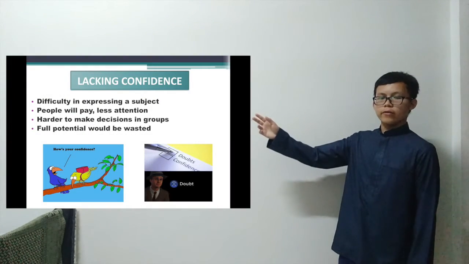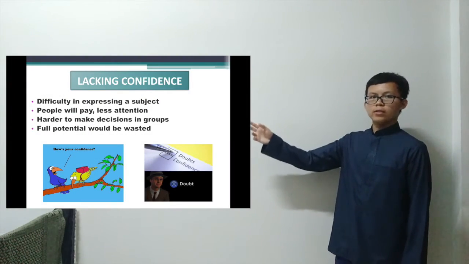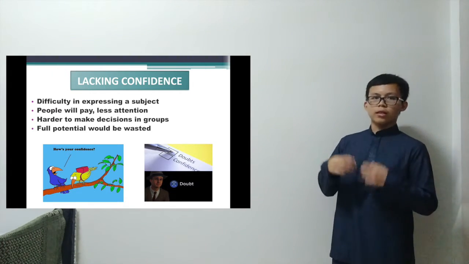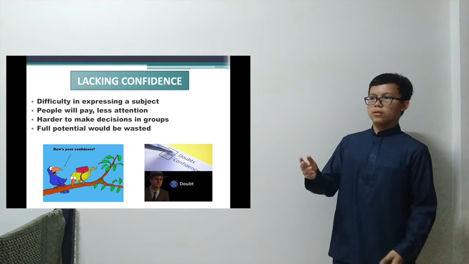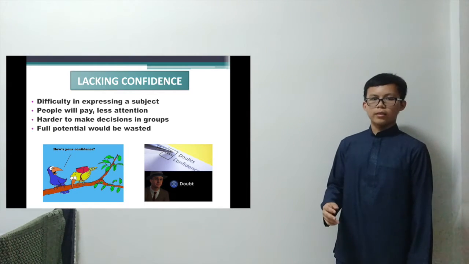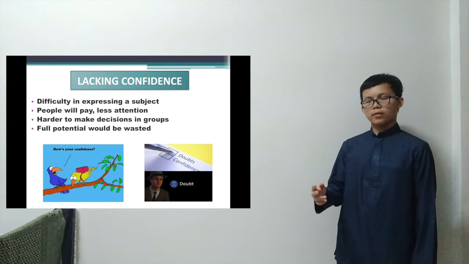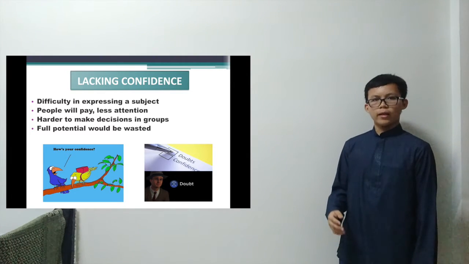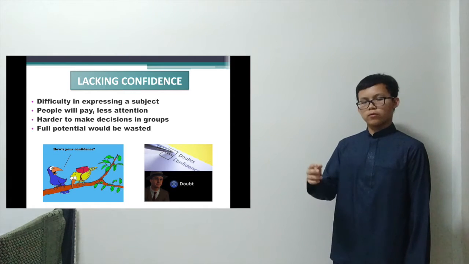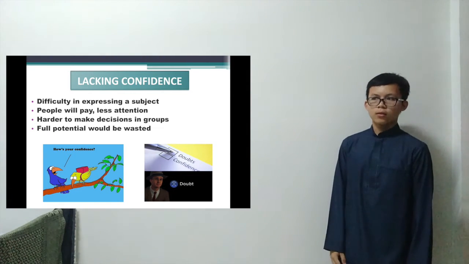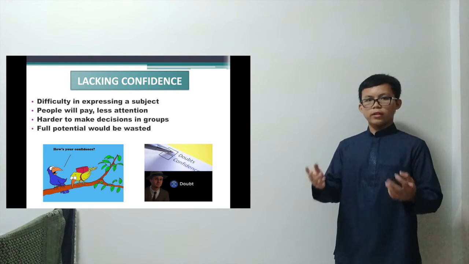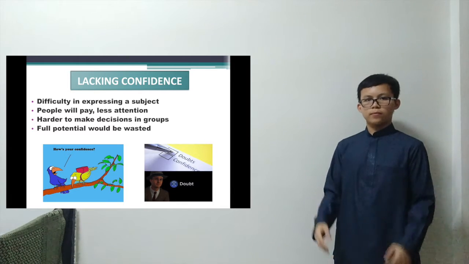The second barrier, lacking confidence. Lacking confidence is the difficulty of expressing a subject to the listeners. When you have a difficulty in expressing your content, the listeners will likely pay less attention to you and your subject. So they will not fully receive all the information that you talk about.